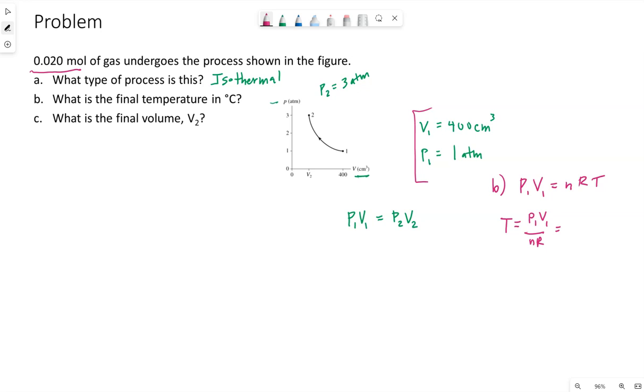Now, in terms of units, since we are using R in terms of SI units, we will want our pressure in pascals. So the conversion, 1 atm is 101,300 pascals. We will want our volume in cubic meters. We know there's 100 centimeters in a meter. We need to cube that conversion.